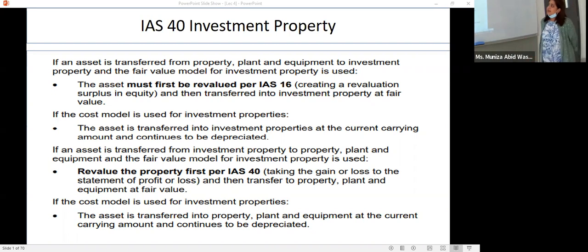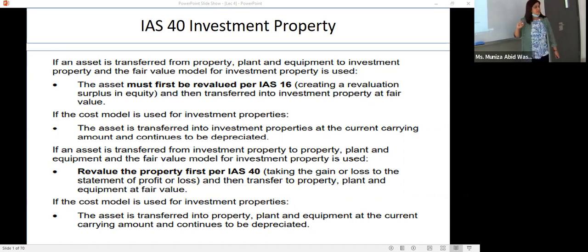They are telling us what to do if an asset is transferred from property, plant, and equipment to investment property. The first case is when we are shifting from IAS 16 to IAS 40. If an asset is transferred from property, plant, and equipment to investment property, and the fair value model for investment property is used. Now, under IAS 40, we are using a fair value model.